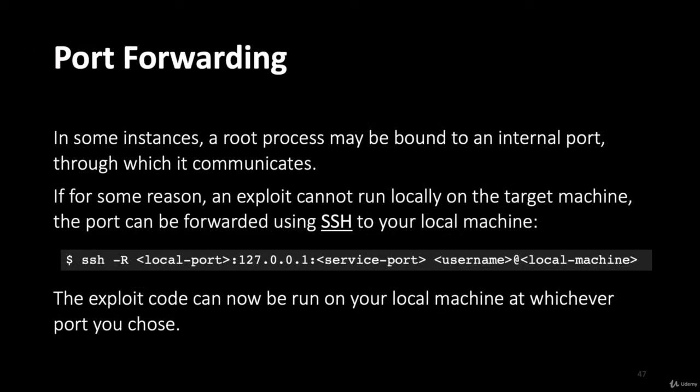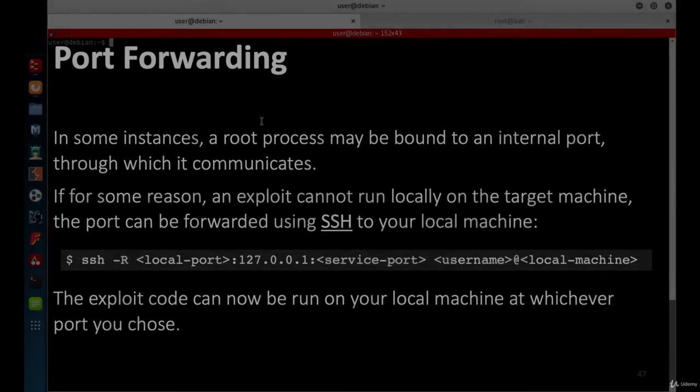Port forwarding. In some instances, a root process may be bound to an internal port through which it communicates. If for some reason an exploit cannot run locally on the target machine, the port can be forwarded using SSH to your local machine, using the command displayed. The exploit code can now be run on your local machine at whichever port you chose.